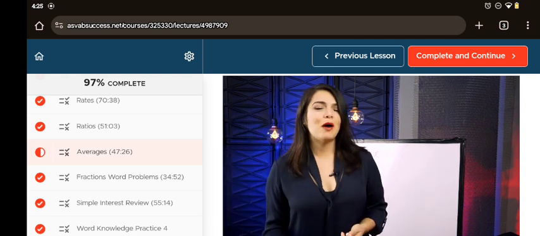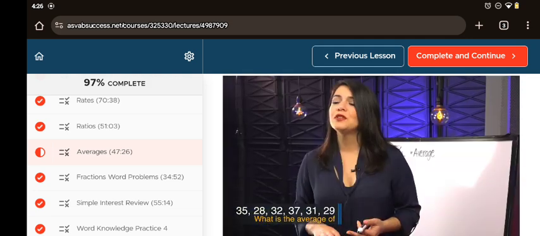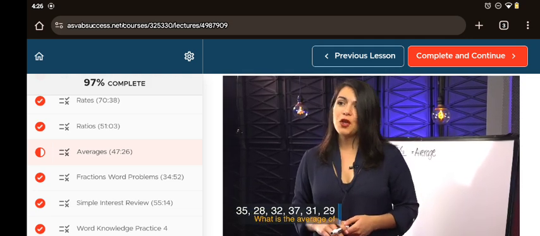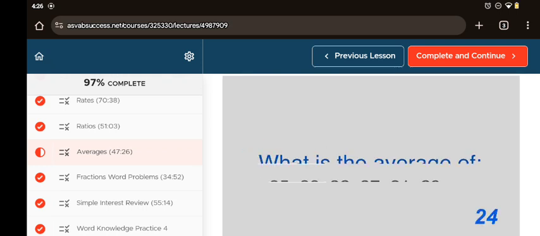So before we start looking at the word problems, let's go ahead and take a look at what this looks like and practice to make sure we understand how to do it. So our first set of numbers is 35, 28, 32, 37, 31, and 29. Let's go ahead and find the average of these 6 numbers.